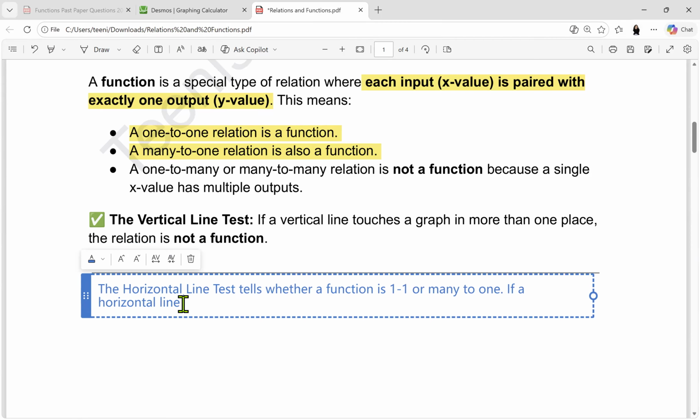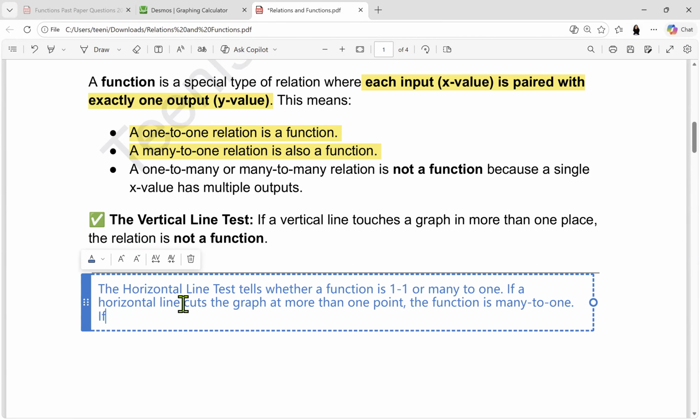If a horizontal line cuts the graph at more than 1 point, the function is many to one. All right. And if it cuts it at only 1 point, then it is a 1 to 1. Okay, girls, good. I'm just writing this in before I send it to you. If the horizontal line cuts the graph at 1 point, the function is 1 to 1. Good.